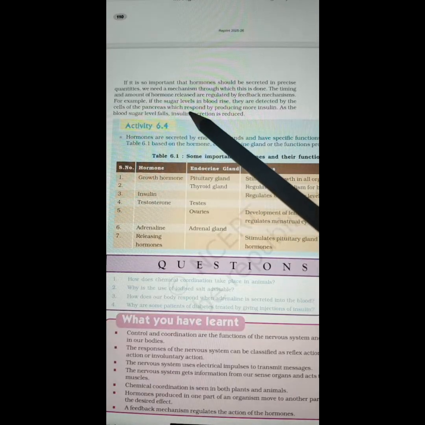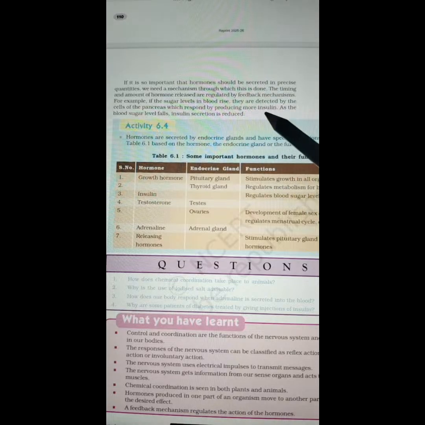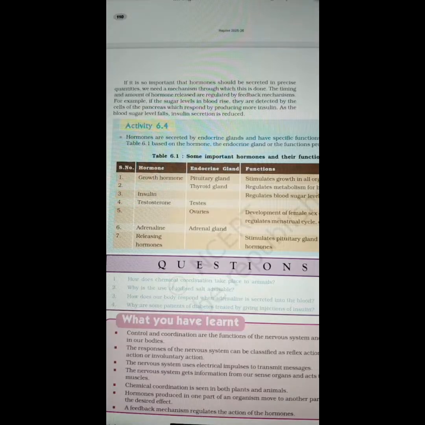If it is so important that hormones should be secreted in precise quantities, we need a mechanism through which this is done. The timing and the amount of hormone released are regulated by feedback mechanisms. For example, if the sugar levels in blood rise, they are detected by the cells of the pancreas, which respond by producing more insulin. As the blood sugar level falls, insulin secretion is reduced.